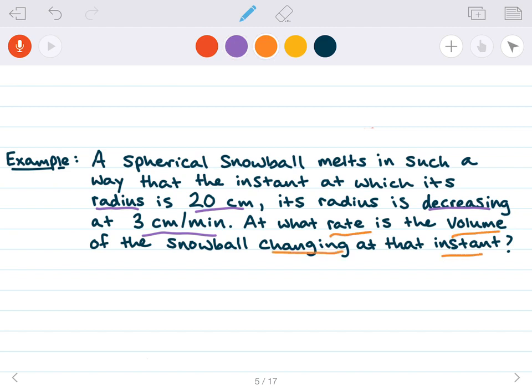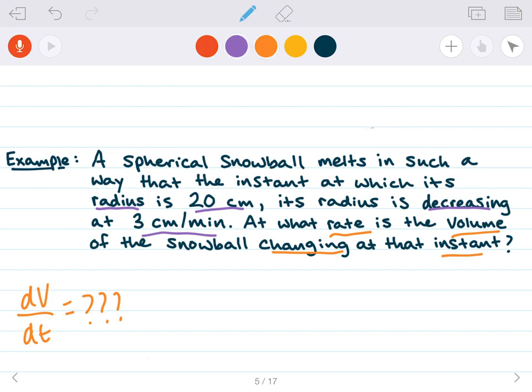So we need to figure out what we're looking for. The last sentence is telling us that. We're looking for the rate at which the volume is changing, okay? So what does that mean? We're looking for dV/dt, the change in volume with respect to time. That is what we were interested in ultimately. And with all of these problems, we're always trying to figure out the change in the quantity with respect to time, okay? All right, so we have that.